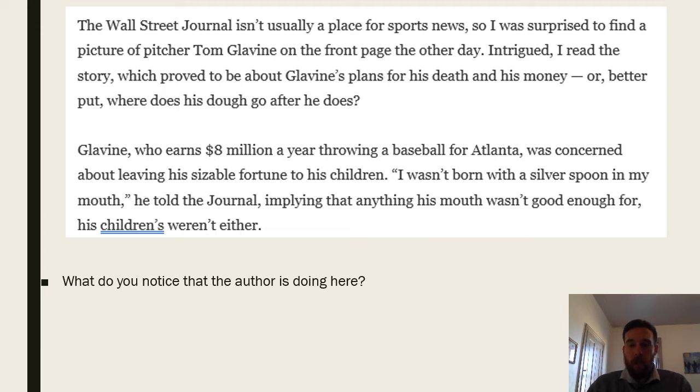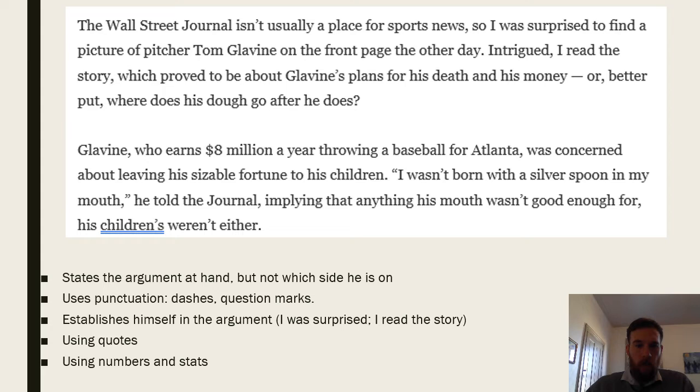So we're already noticing some things the author is doing here. I'll give you a minute to see what you're coming up with, and I'll share my list. So I see the argument here, like I could say what this article is going to be about. I'm not sure which side this author is on yet. They haven't given me their reason.